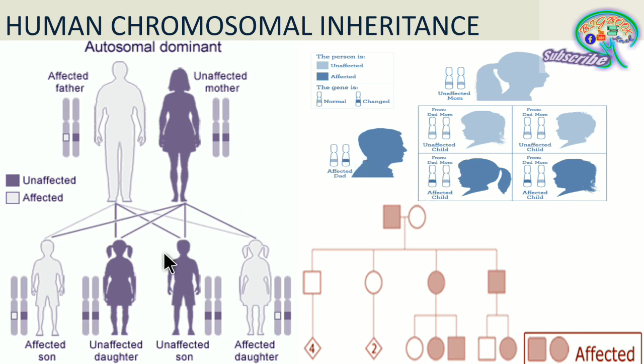Here, if you take this particular diagram in this form, this is also showing the same. So here, affected dad and unaffected mother, unaffected child and unaffected child, and the affected child and the affected child. It is because of the defective gene. Now here you can see the defective gene is with the father, and here it is with the child, and here it is the child. So there is a 50% chance of the inheritance.